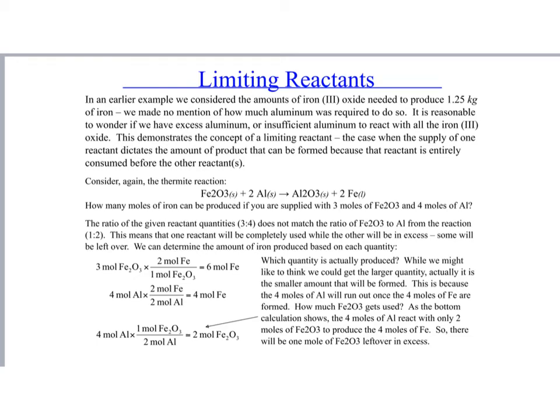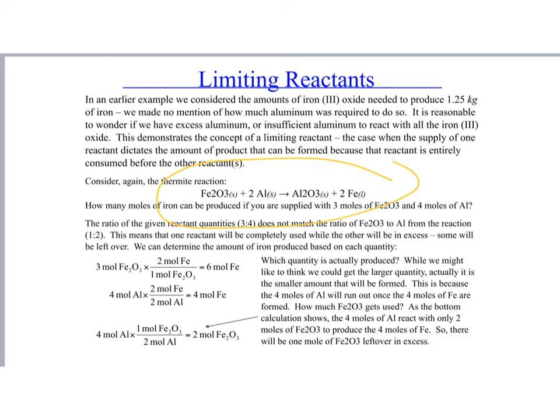Okay, guys, here's a recording to go ahead and finish off this chapter. If you remember last time, we were talking about limiting reactants. And the limiting reactant is what will run out first. And so we had this scenario where we had this reaction, right? And the reaction said that we would react 1 mole of Fe2O3 with 2 moles of Al to get 1 mole of Al2O3 and 2 moles of Fe.